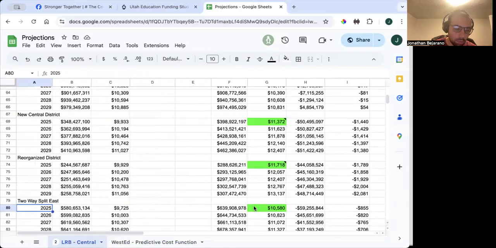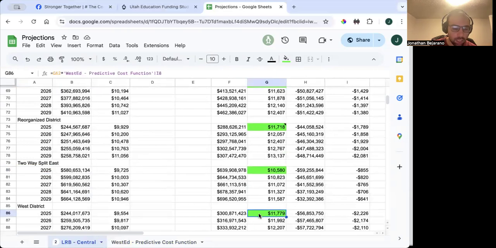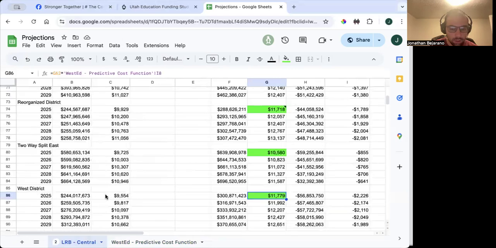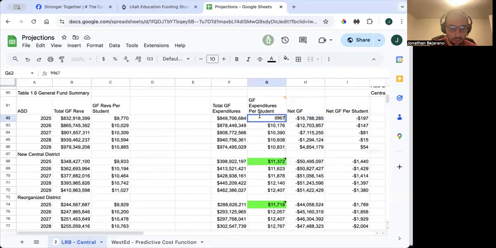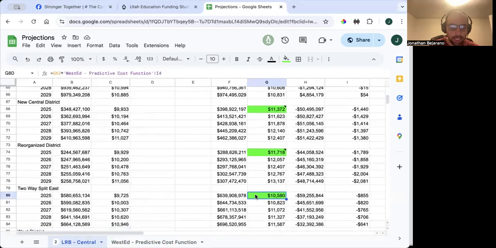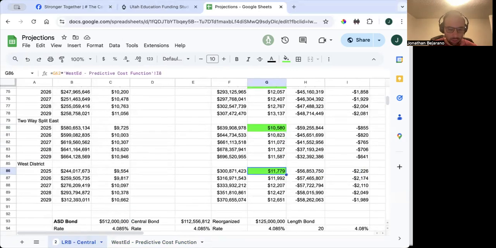If you were to split off and break up the school district, because you're taking such a large school district and making it really small, the predictive cost function using the more conservative number is going to give you a higher figure. We're using predictive cost modeling to predict what happens when you shrink the enrollment of the school district, and you get 11,779 per student. You take the cost of the Alpine School District, the largest school district, as estimated by LRB, and multiply it over here. And that's pretty much it.